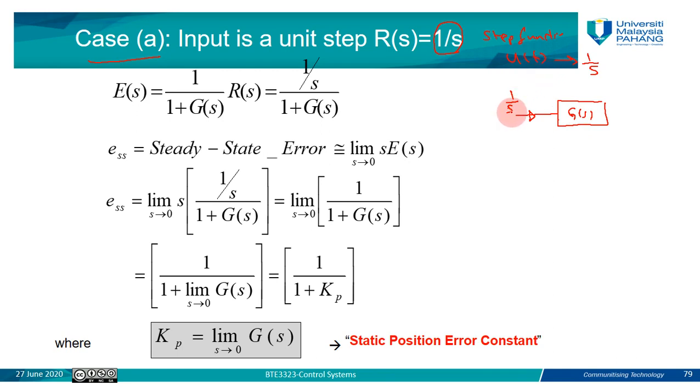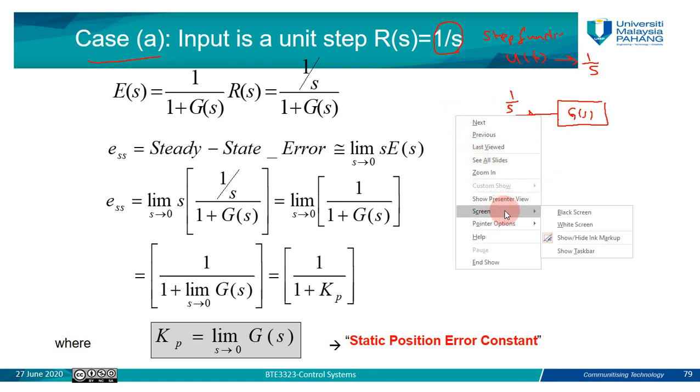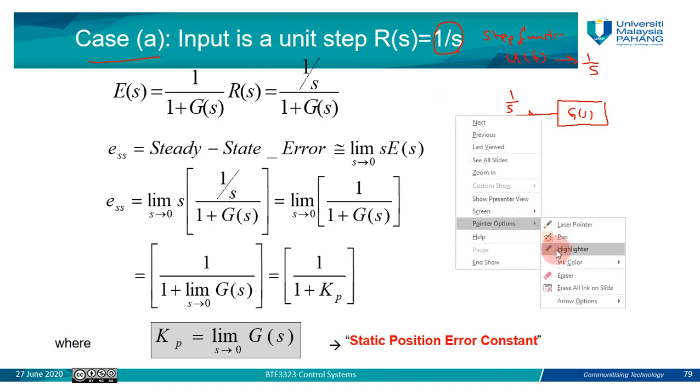If I use the ramp function, I will increase by 2 because I have 1 over s squared. If I use the parabola function, I increase the poles by 3, because it is 1 over s cubed. Now let us focus on the first case, the pole at the origin. We have only one pole for the step function input.